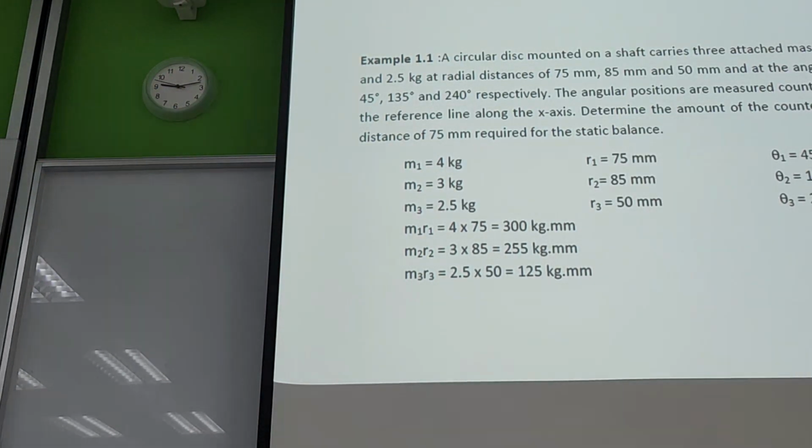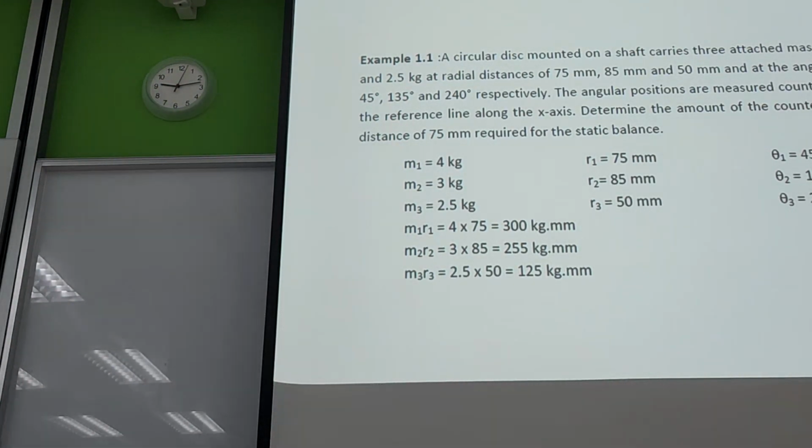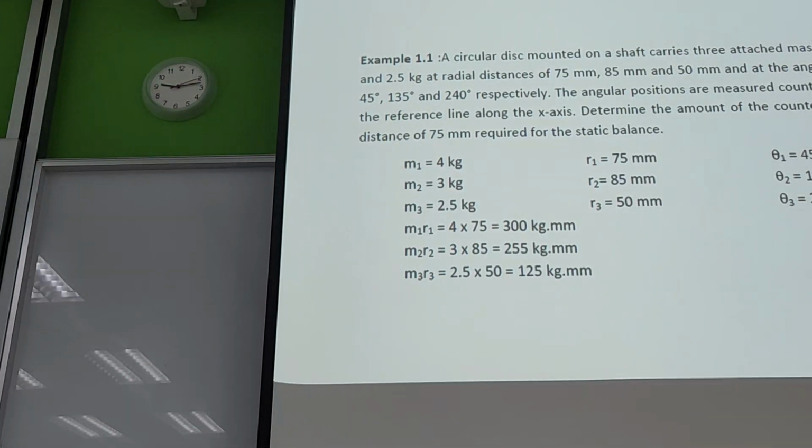So M1, M2, M3 given, we write down. R1, R2 write down. Theta 1, theta 2, theta 3. Then just calculate what is M1R1, M2R2, M3R3. Okay, so now you can plot this. So try to plot. So M1R1 is the magnitude 300, the orientation is 45 degrees.